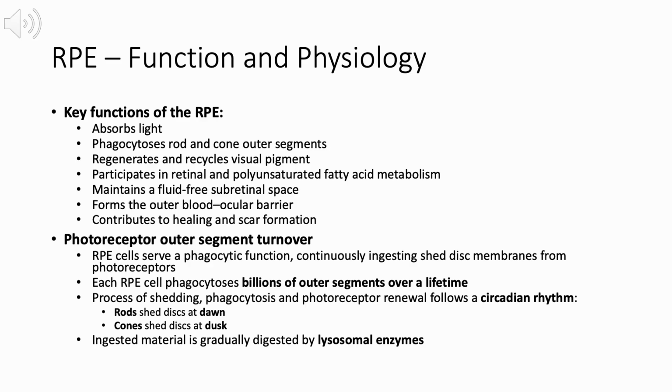A major physiologic role of the RPE involves photoreceptor outer segment turnover. RPE cells serve a phagocytic function by continuously ingesting shed disc membranes from photoreceptors. Over a lifetime, each RPE cell phagocytoses billions of photoreceptor outer segments. The processes of disc shedding, phagocytosis, and photoreceptor renewal follow a circadian rhythm.